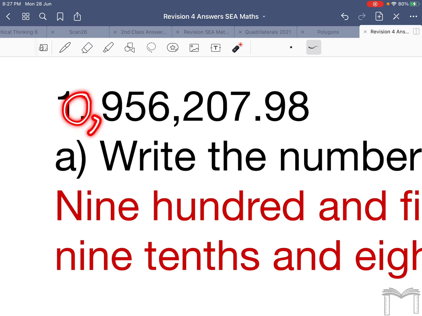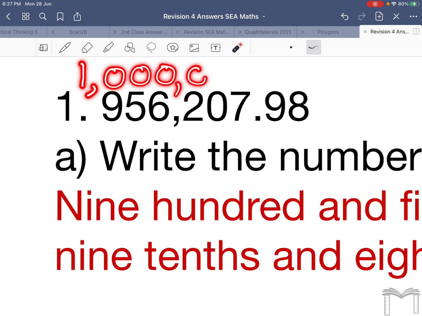Since the 9, the number on the right, is more than 5, we add 1 to the millions. So this becomes 1 million. And we change all the numbers on the right to zeros. So the answer is exactly 1 million. If you leave the decimal numbers out, the value will be the same. So that's also correct.